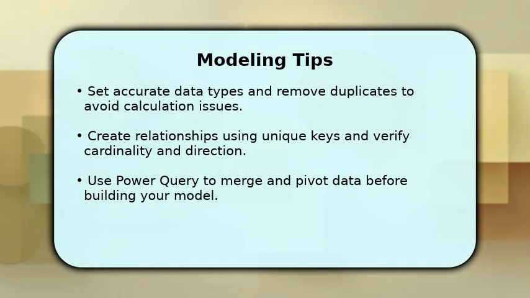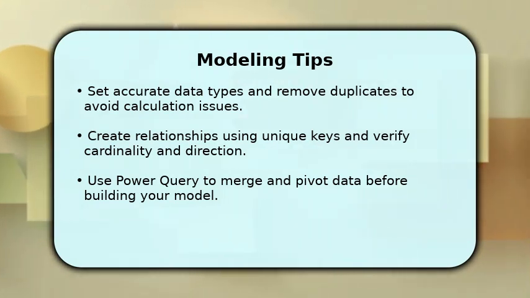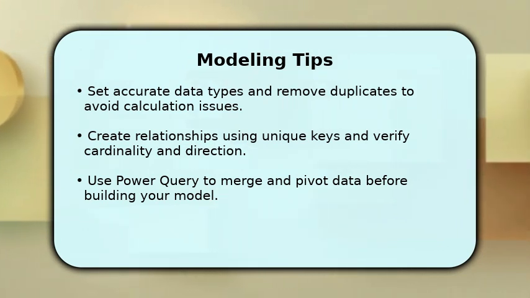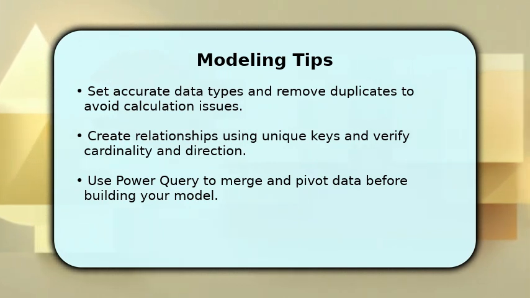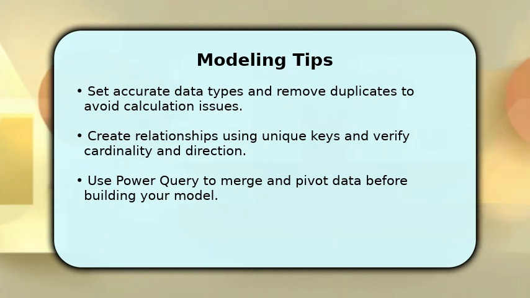Start by formatting key columns, set data types, and remove duplicates to prevent errors during analysis. Create relationships between tables using unique keys and verify cardinality and direction for accurate joins. Use Power Query to merge, append, and pivot data for efficient modeling and to reduce load on visuals. Add calculated columns and DAX measures for totals and averages, then test refresh to ensure smooth updates today.